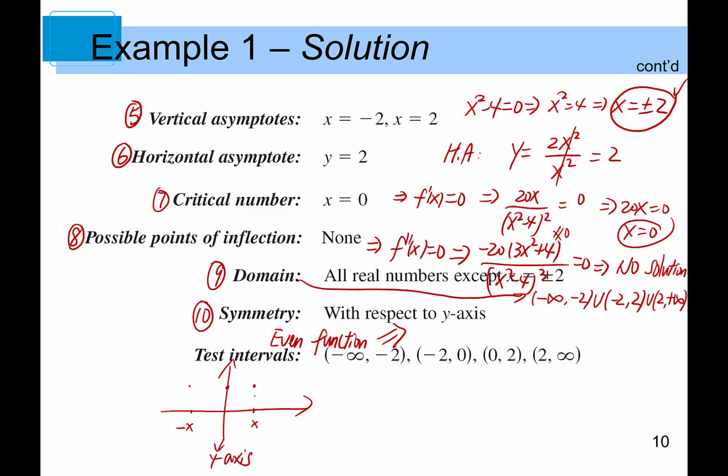y-axis. Test intervals. So we're going to count all the x values here: negative 2, 0, 2. Those three numbers will split the domain, negative infinity to positive infinity, into 4 sub-intervals. First one is from negative infinity to negative 2. Second one, negative 2 to 0, 0 to 2, and 2 to positive infinity. Okay. So that's the test interval.